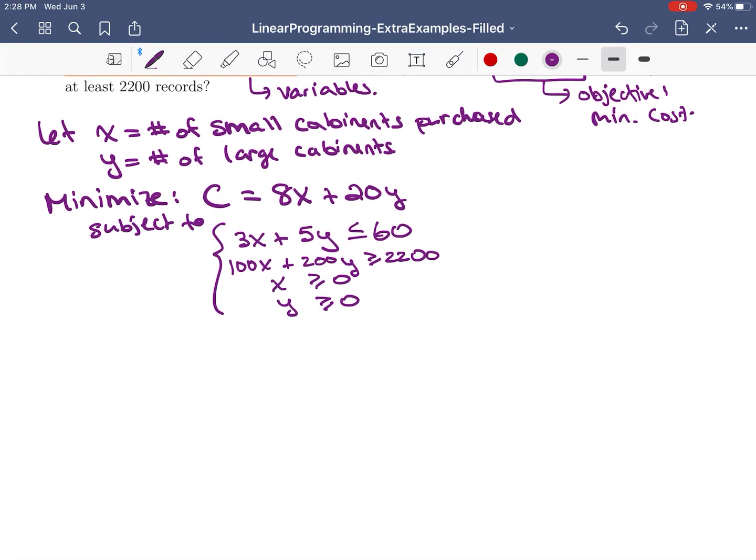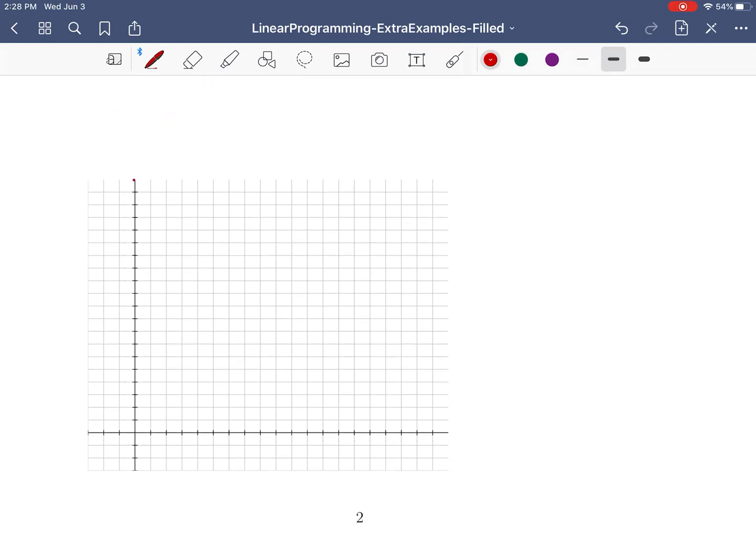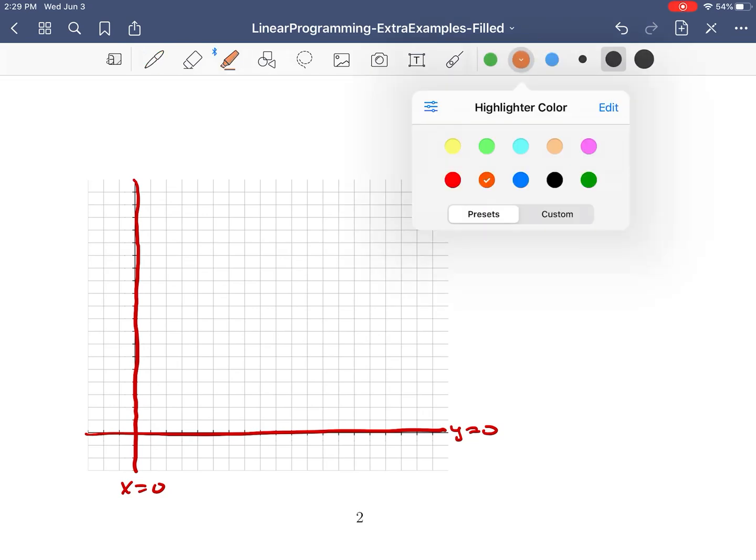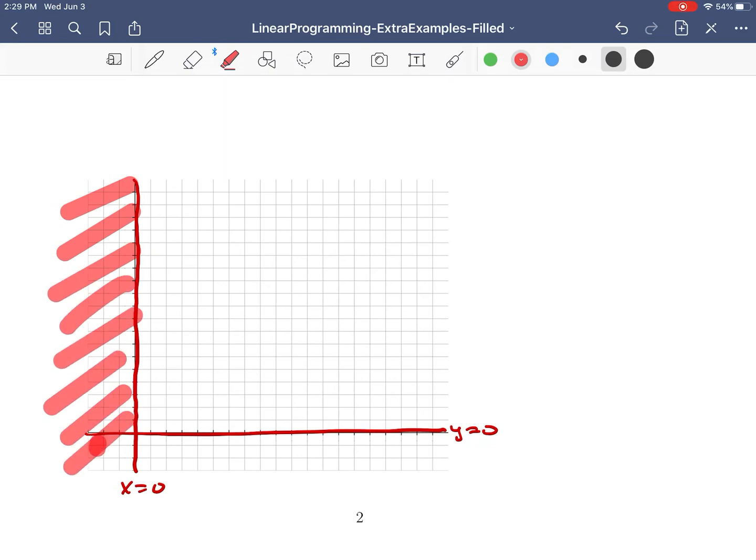So that's our linear programming problem. So we want to try to solve it. I'm going to start by doing the easy ones. So x equals 0 and y equals 0, and we want them to be bigger than 0, so we can get rid of the left and the bottom.